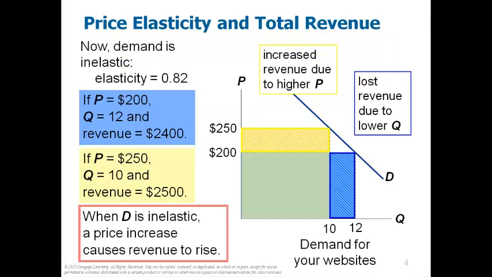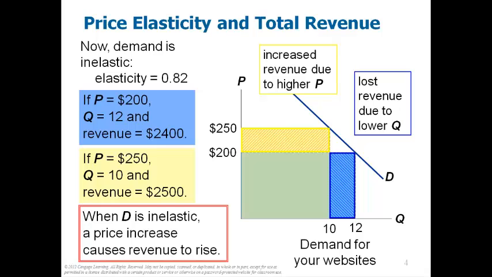Here we have an example of a product with an inelastic demand. So it's a little bit steeper than the other one. Remember, this inelastic demand means if you raise your price, the quantity demanded is not going to fall as much. So the total revenue, if you charge $200, is the same as before. So total revenue would still be $2,400. But if the demand were inelastic, then if you raise the price to $250, the quantity demanded would only fall to 10 instead of 8.